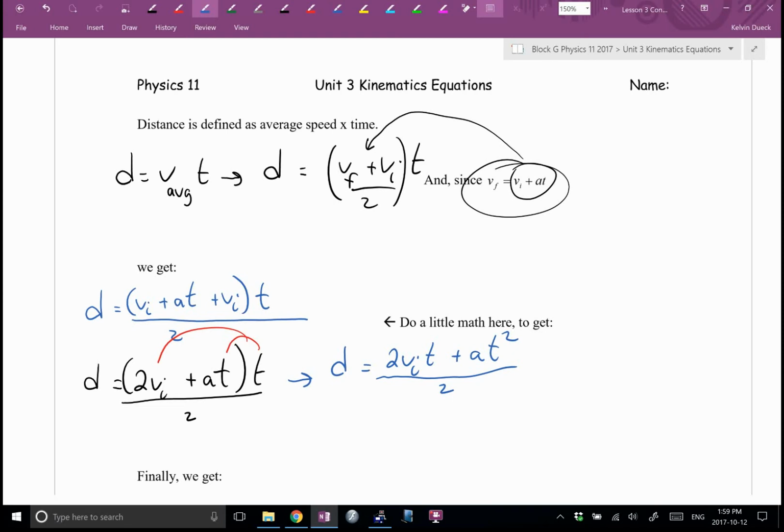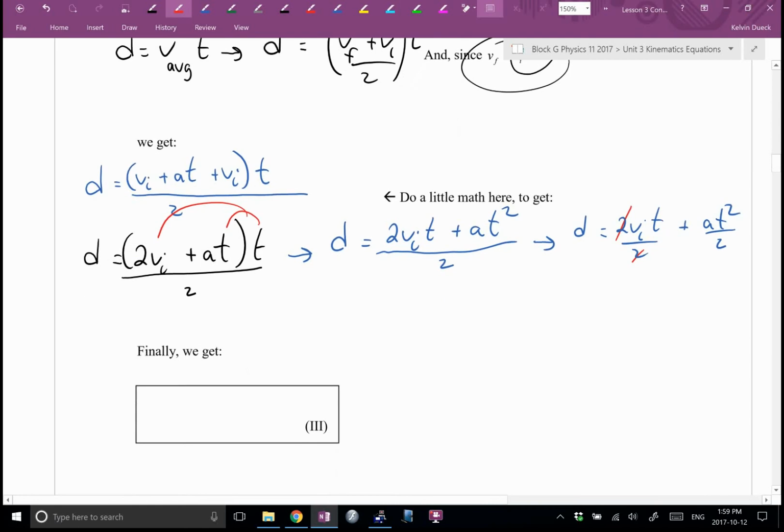Is this a big fraction? Is everything being divided by 2? Then you can rewrite this as 2 VI over 2 plus AT squared over 2. Since everything is being divided by 2, you can break that top fraction up and put each chunk over 2. Now, why did I do that? Look. What's 2 divided by 2? They cancel. And I get the third big kinematics equation.